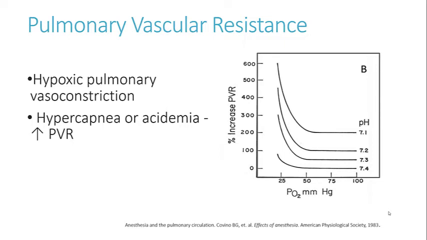So this happens earlier here. We want to really try to avoid hypercapnia and acidemia for these patients because it does increase PVR. And with hypoxia, you get the vasoconstriction effect.